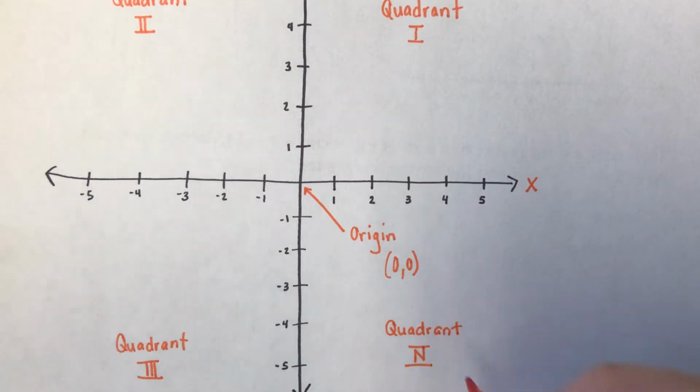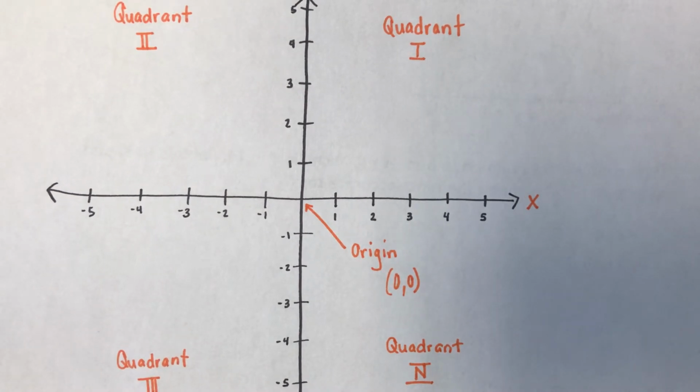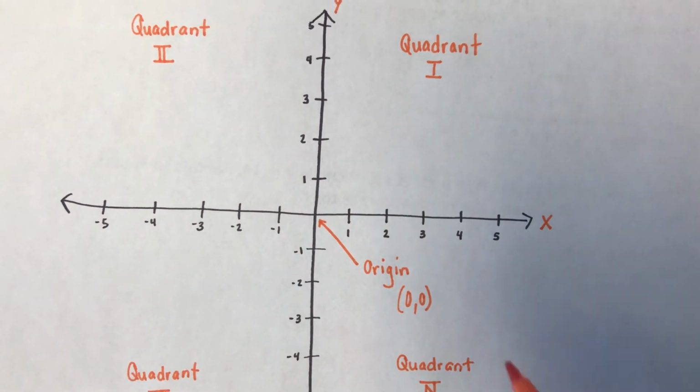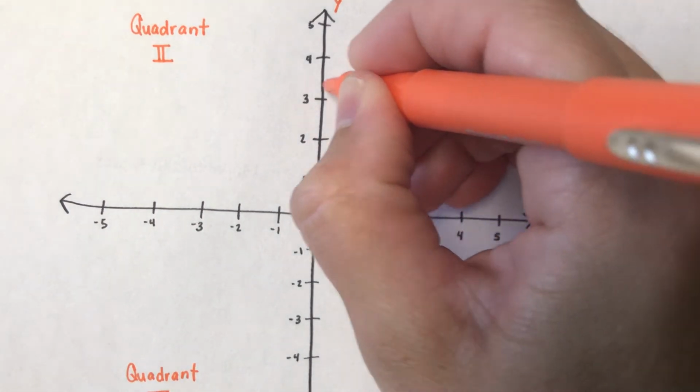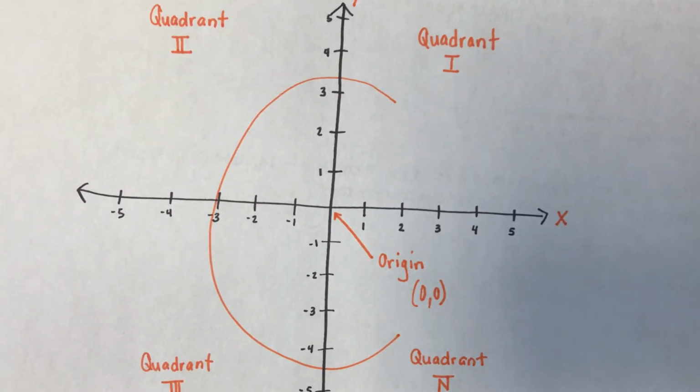Now the way that I help my students remember that order, because it's kind of backwards of what you would think, but remember this whole plane right here is called a coordinate plane. So I tell them to draw a C, and the way that you draw that C is the order of the quadrants. So that will help you remember what quadrant goes where.